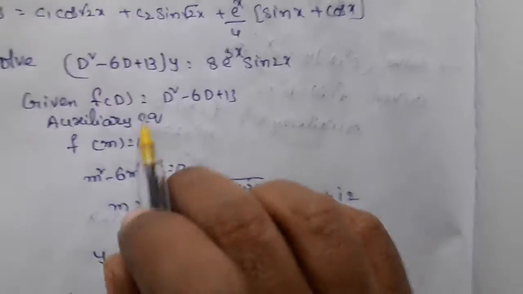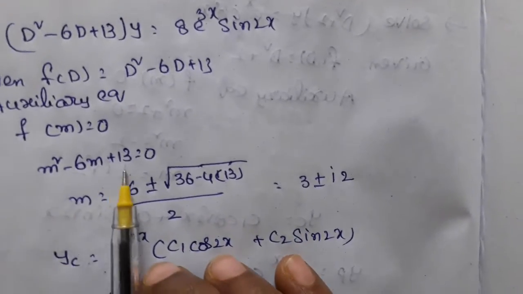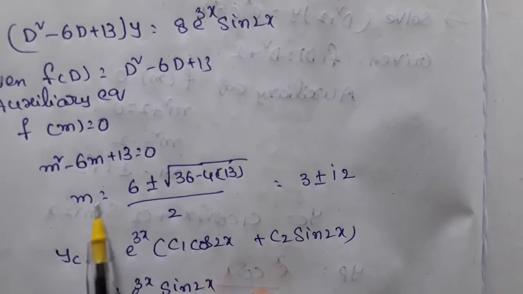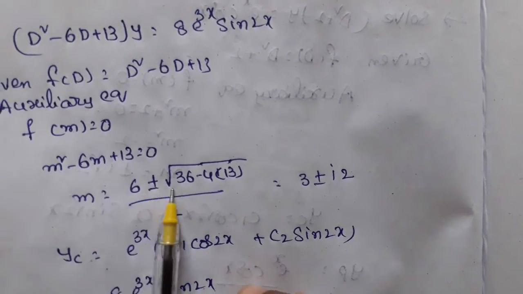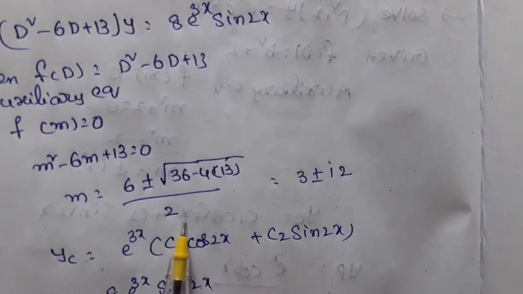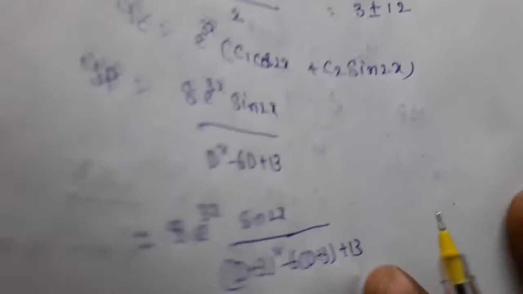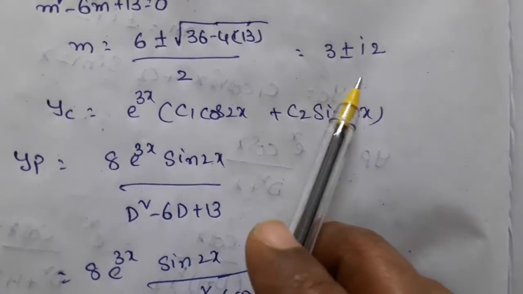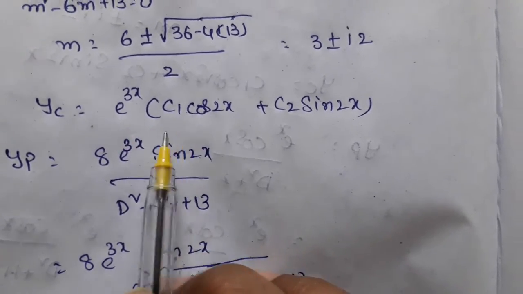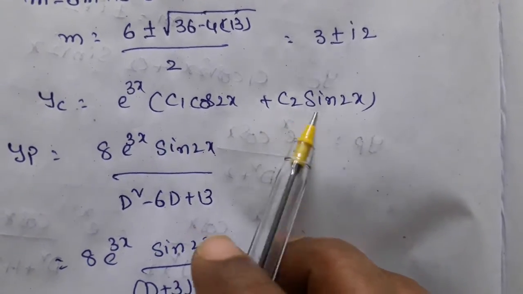Auxiliary equation f of m is equal to 0. It is m square minus 6m plus 13 is equal to 0. m is equal to minus b plus or minus root of b square minus 4ac by 2a. So that is 3 plus or minus 2i. So real part is 3 and imaginary part is 2. So e power 3x into c1 cos 2x plus c2 sin 2x.